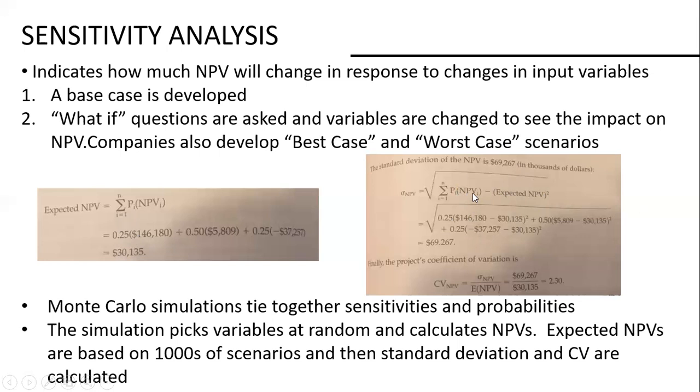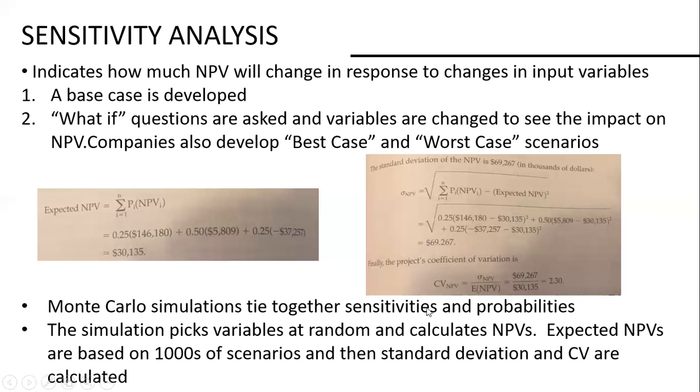When you're calculating the standard deviation, you take the actual NPV that has been forecasted, subtract the expected NPV, square it, multiply it with the probability, and take the summation. You basically do this for all of them. And that's how you calculate the standard deviation.